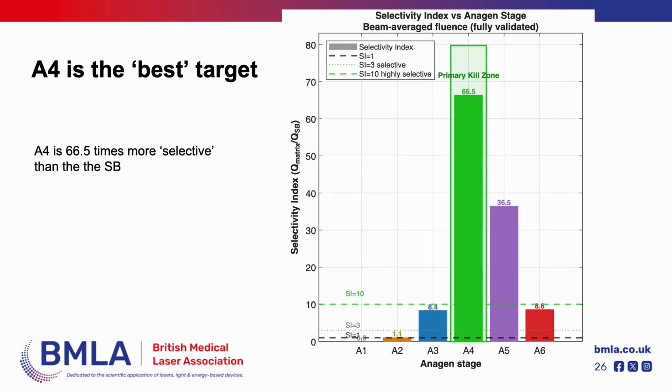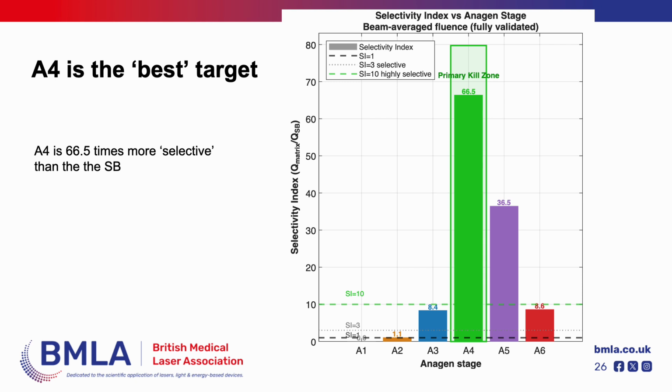This indicates that the anagen 4 stage is the best target for us. If you calculate what I've called the selectivity index, which is the ratio of essentially the absorption coefficient of the matrix relative to the absorption coefficient of the stratum basal, then we can see that by the time the matrix has descended to the A4 stage and enlarged in size, it's about 66 times more selective than the stratum basal.